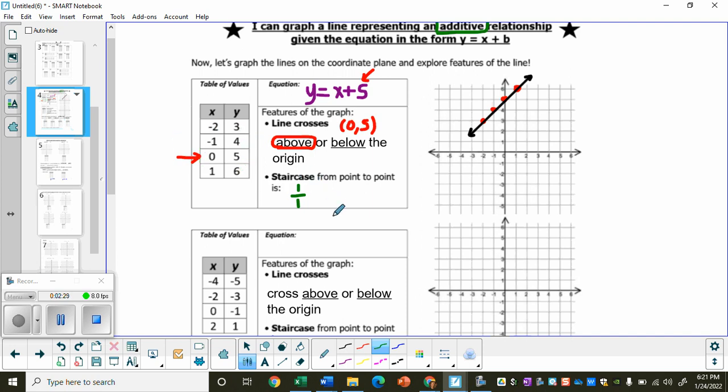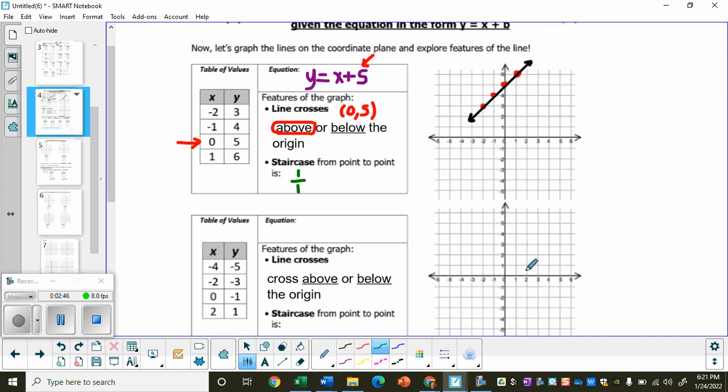All right, so in additive graphs, the staircase will always be a 1 over 1. And that's actually what keeps them parallel to each other. Every additive graph is going to go up 1 over 1, up 1 over 1. And we'll see down here when we graph this next one, it should be parallel to this line.